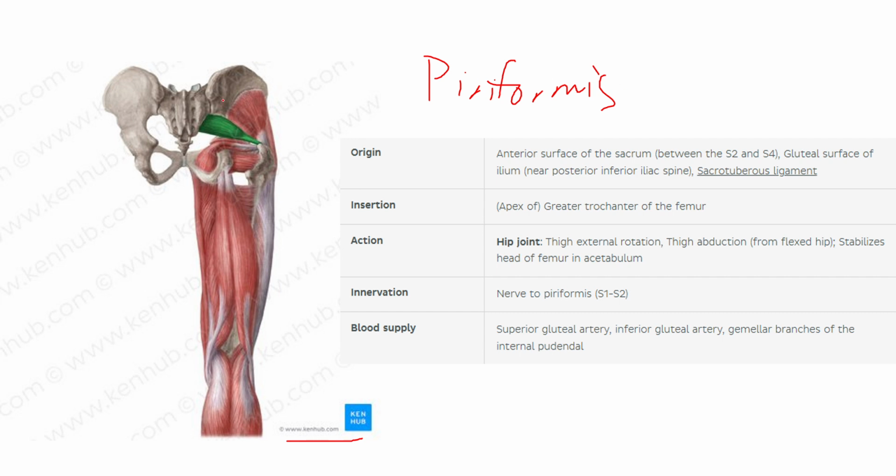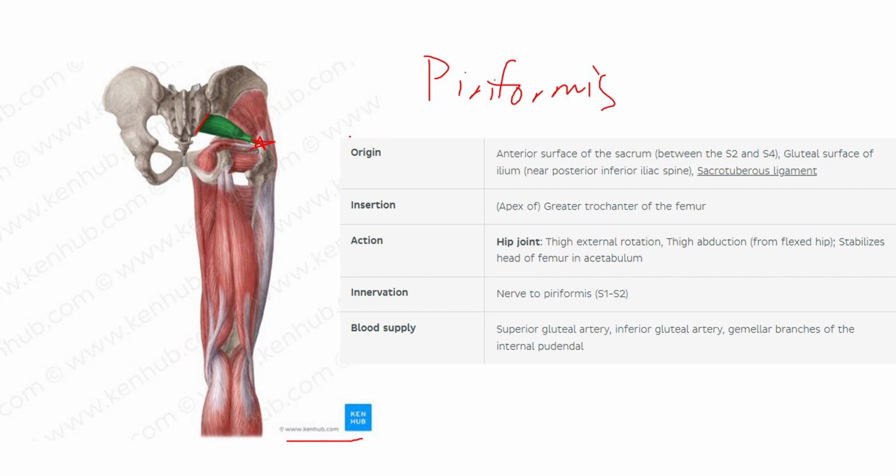The piriformis originates from the anterior surface of the sacrum between S2 and S4, the gluteal surface of the ilium, and the sacrotuberous ligament. It inserts into the apex of the greater trochanter of the femur.